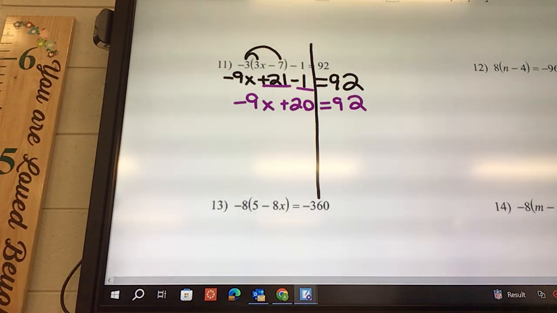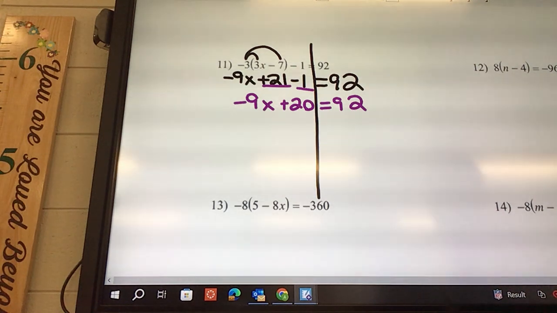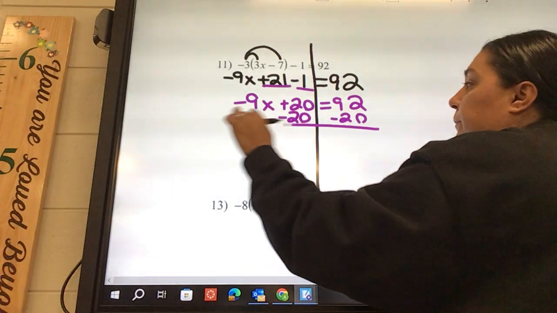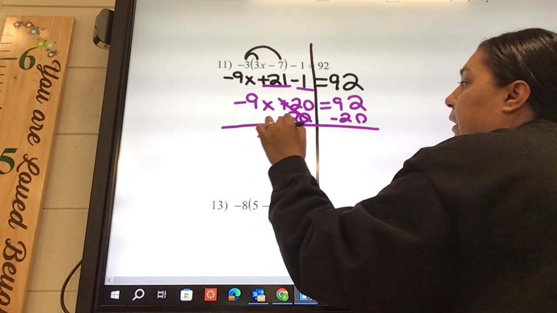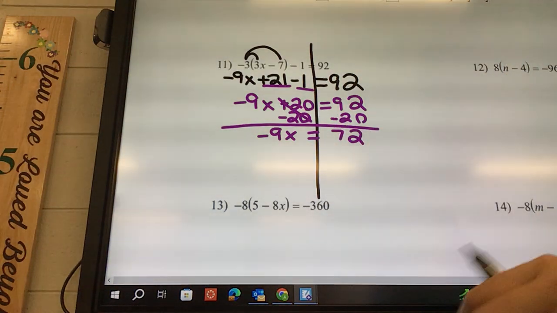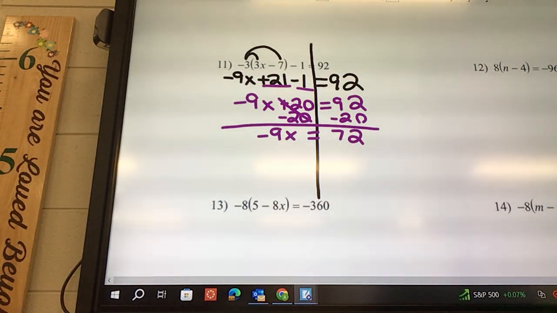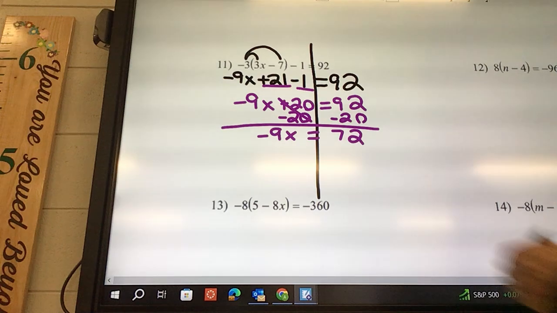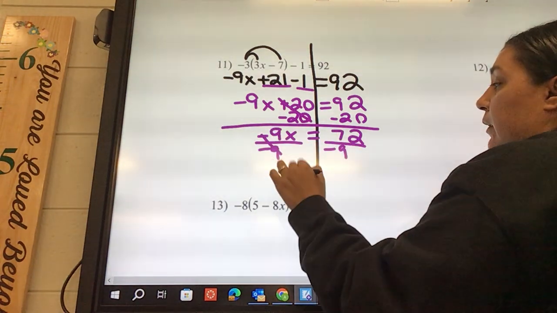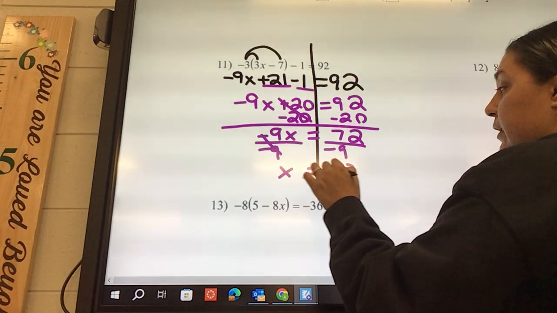Then we look at this and say, well, who's the kid? Well, the 20 is the kid, so minus 20, minus 20. So I get negative 9x equals 72. And then I'm going to divide by negative 9. So I get x equals negative 8.